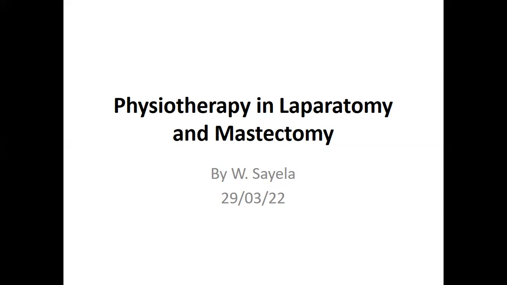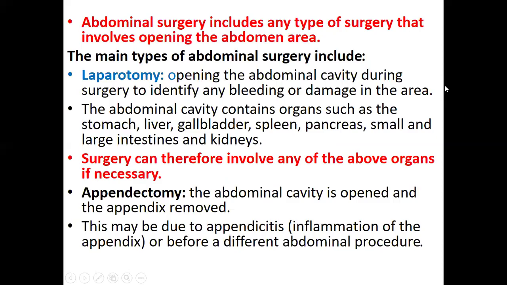So you find that there are different types of surgeries. Those that affect the chest wall are the ones we talked about earlier on. Now we talk about those that affect the abdomen and those that affect the breast tissue. All of these are tissues that are going to affect cardiopulmonary function. So we are concerned with them in cardiopulmonary so that we understand how we are going to deal with these conditions and presentations as physiotherapists.